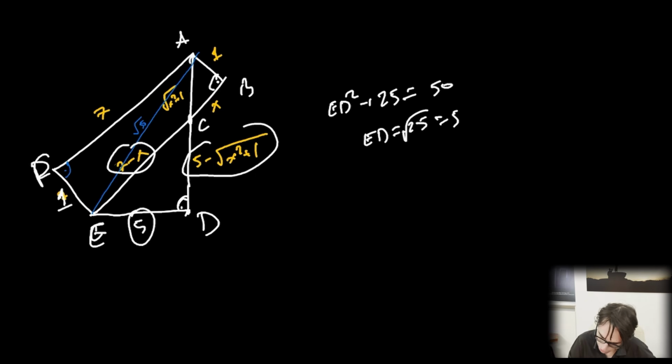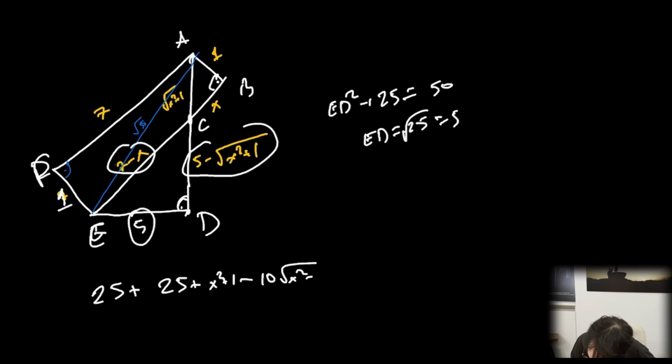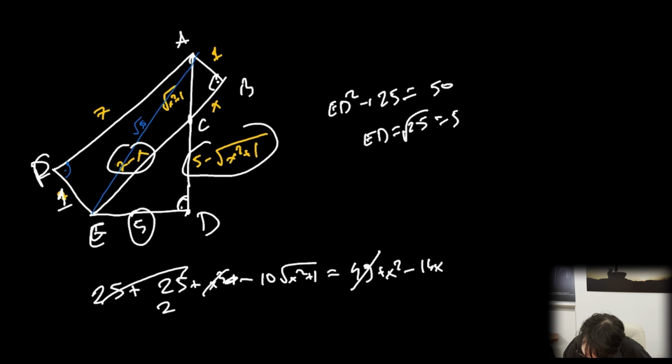I mean, let's do it. Let's just do it. So we have 25 plus x squared plus 1 minus 10 square roots of x squared plus 1 is equal to 7 minus x squared, which is going to equal 49 plus x squared minus 14x. Okay, so we have 49. Here we are left with a 2. The x squares cancel out. We get 2 plus 14x is 10 square roots of x squared plus 1.